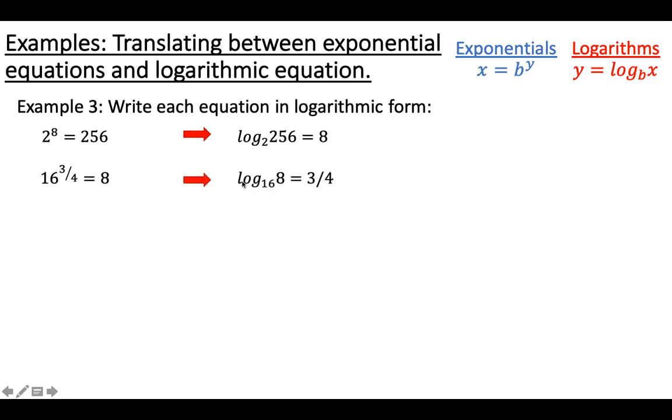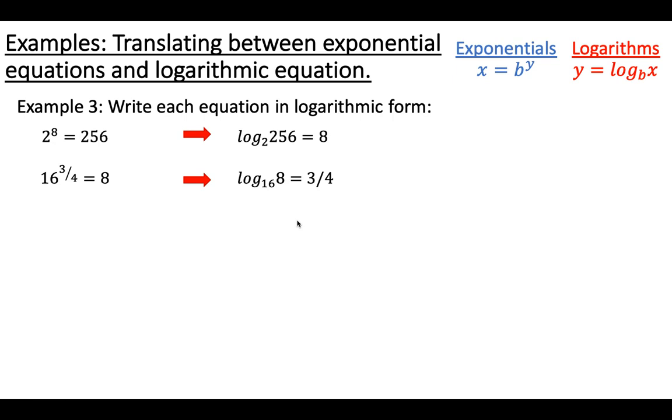And so it looks like this. Log base 16 because 16 is our base to start with, and then we've got the exponent 3/4 by itself, just like we want, and 8 is in the X spot, so it goes right there after the little 16.